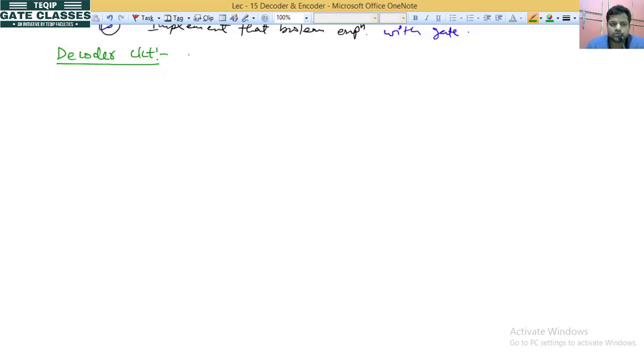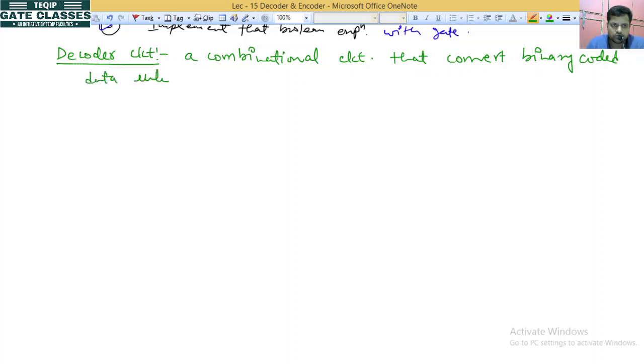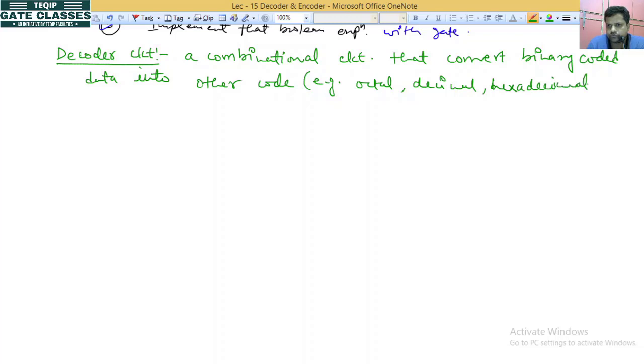What is a decoder? A decoder is a combinational circuit that converts binary coded data into other codes. यानी ये क्या करता है, बाइनरी डेटा को अदर कोड में कन्वर्ट करता है. For example, the other code can be octal, decimal, and hexadecimal, है ना.